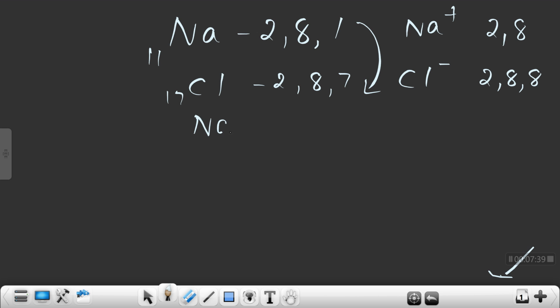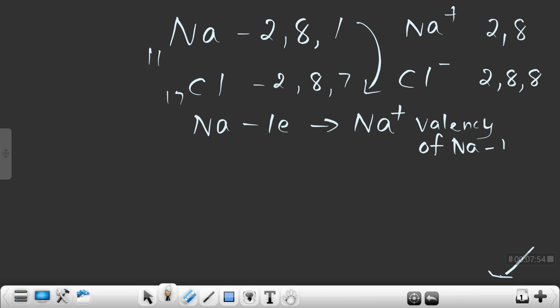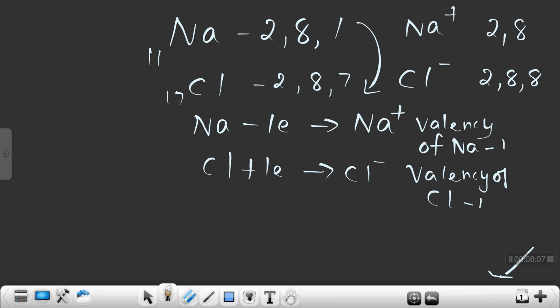And look here, Na loses 1 electron and it will become Na plus. So the valency of sodium is 1. Then chlorine gains 1 electron, so it will become Cl minus. So the valency of chlorine is 1.